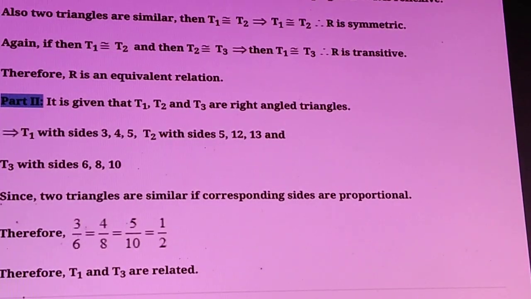Now the second part. It is given T1, T2, T3 are right angle triangles. T1 with sides 3, 4, 5, T2 with sides 5, 12 and 13, and T3 with sides 6, 8, 10. Two triangles are similar if corresponding sides are in proportion. So 3 upon 6, 4 upon 8, 5 upon 10. This becomes 1 by 2. Therefore T1 and T3 are related.